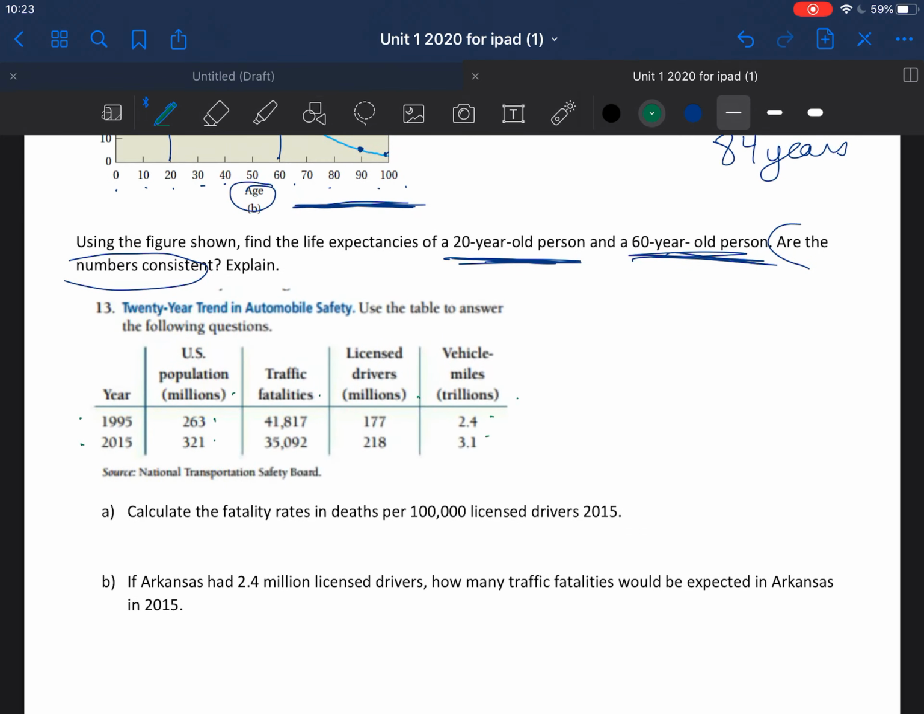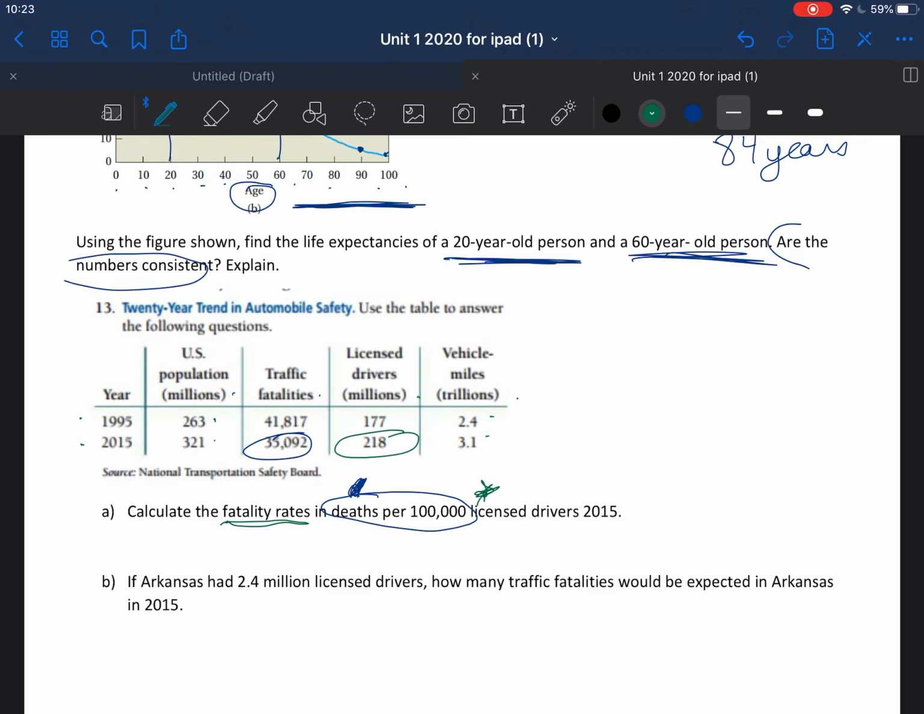So we're going to calculate the fatality rate in deaths per 100,000 licensed drivers for 2015. Okay, so here is the big idea. Deaths would be fatalities. All right, and 100,000 licensed drivers isn't what we have, but we do have 218 million. So we're going to work through a few different ways to get the answer here.